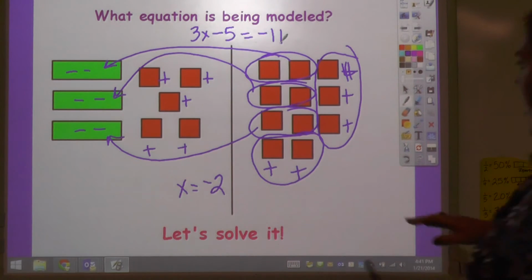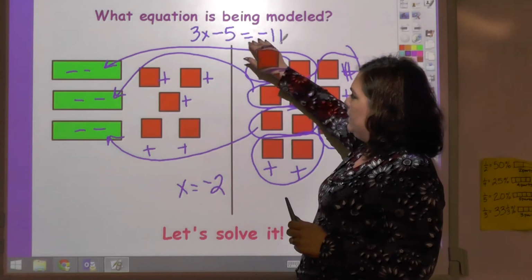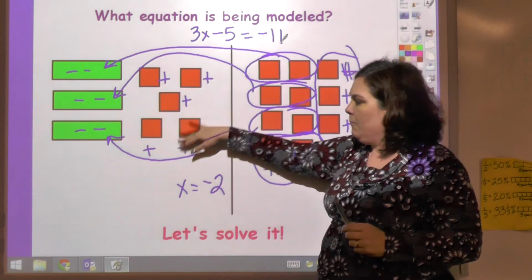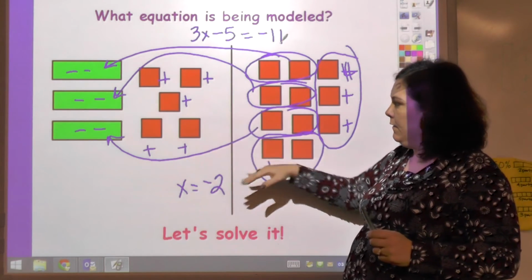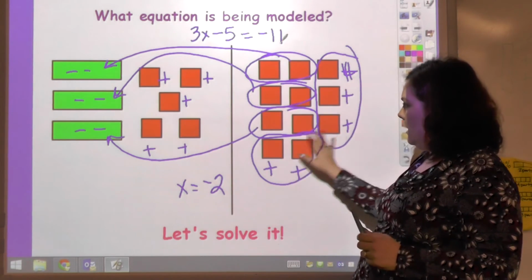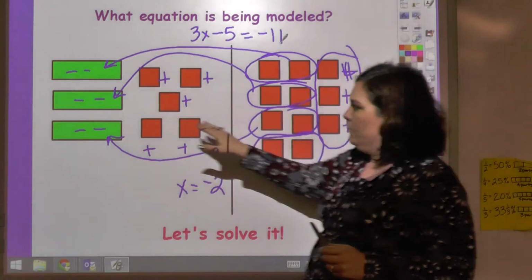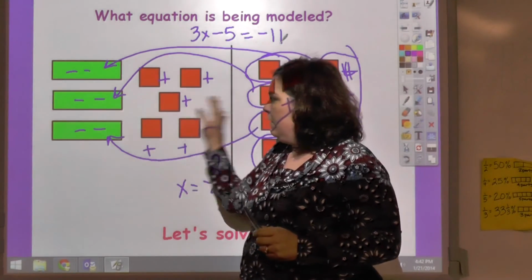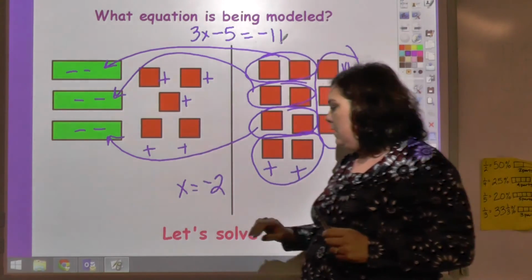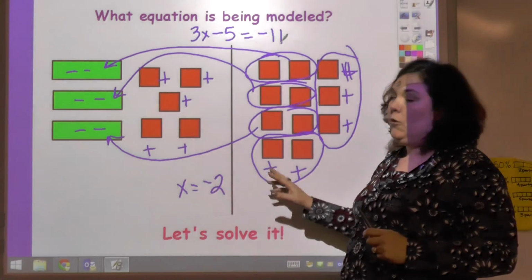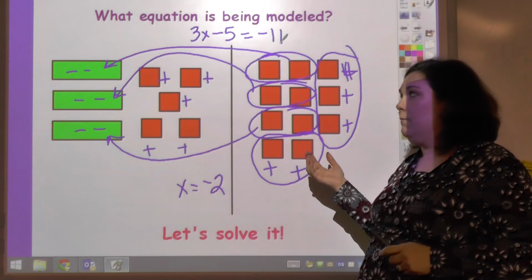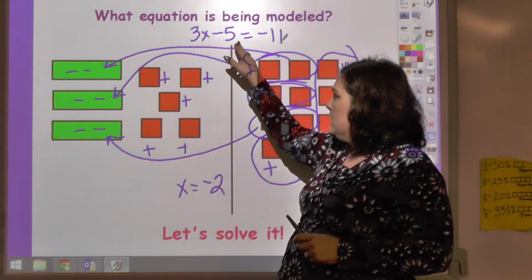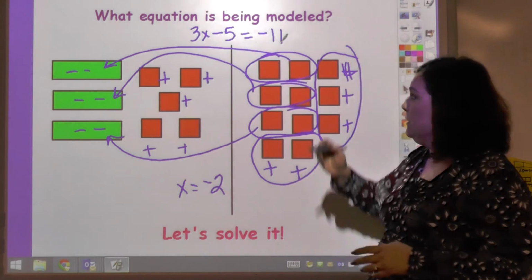Okay, so what's being modeled here is 3x minus 5 equals negative 11. And I did 0 pairs, got rid of all the red on this side, added it to this side, 0 pairs. That left me with 3x equals negative 6. So 2 negatives went in each of the boxes. And so x equals negative 2. And then let's plug it back into the equation and make sure that it works. 3 times negative 2 is negative 6, minus 5 is negative 11, so it does check.